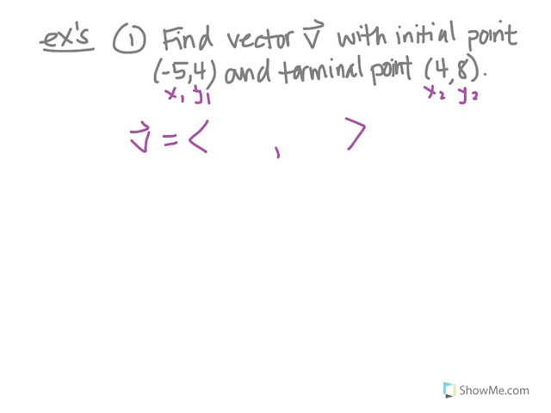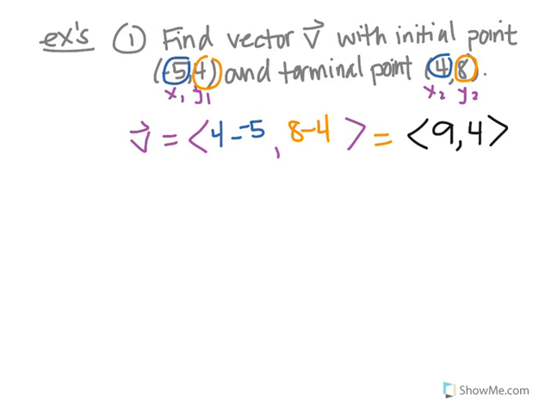All you're going to do is just take the difference of the coordinates. So you're going to do x2, which is 4, minus x1, which is negative 5. And then you're going to do the same thing with the y. So you're going to do y2 minus y1, which is 8 minus 4. And then you just simplify, and that's your vector in component form. So you end up getting 9, 4 as your vector.